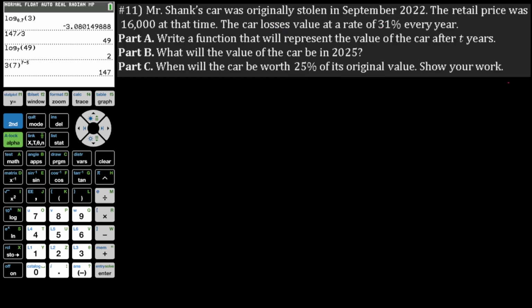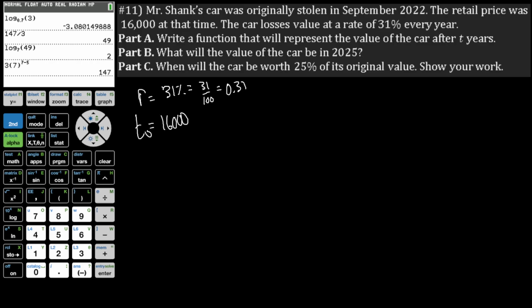So what do I need? I need that my rate r is going to be 31%. 31% is the same thing as 31 over 100, which is 0.31. I have t sub 0, meaning my starting price, is going to be 16,000. That's basically all we need for right now.